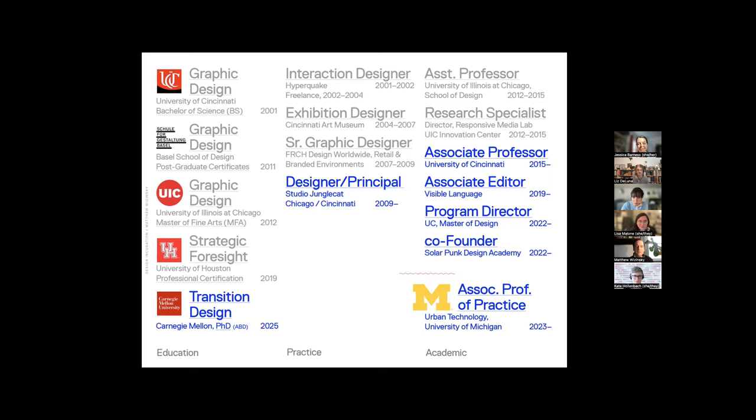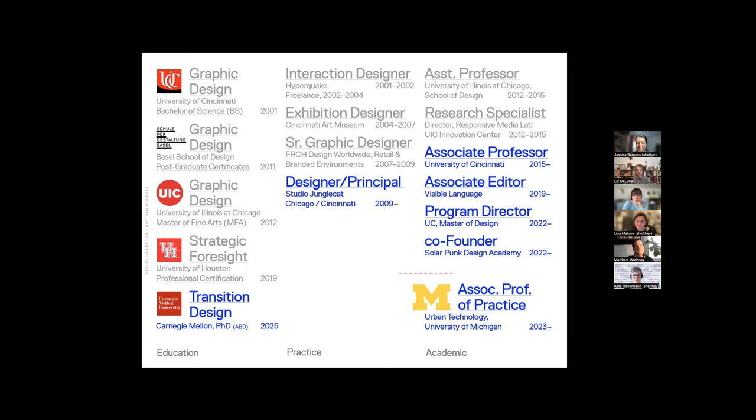I began my academic career in 2013 with my first tenure track appointment at the University of Illinois at Chicago. I have been at the University of Cincinnati since 2015. I am currently working towards a PhD in transition design at Carnegie Mellon, and I've just recently accepted a new faculty position at the University of Michigan, where I'll be getting in the fall a brand new program called Urban Technology. And so it's a whole new transition, a lot of backstory there, moving from a tenured position into a professor of practice position, but also from a school of design into a much more interdisciplinary kind of space.